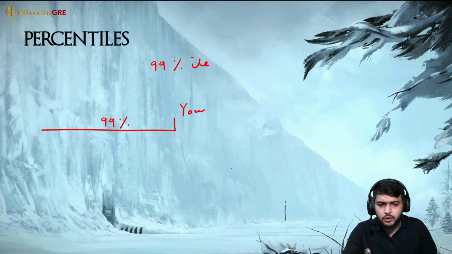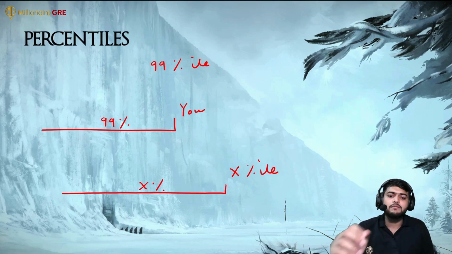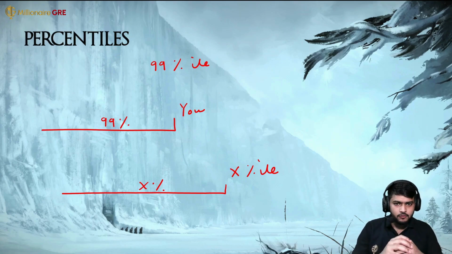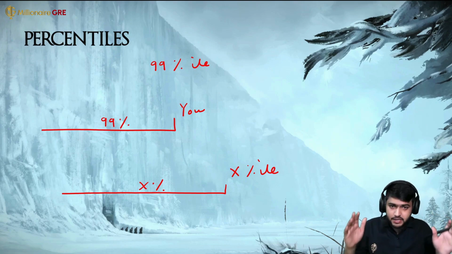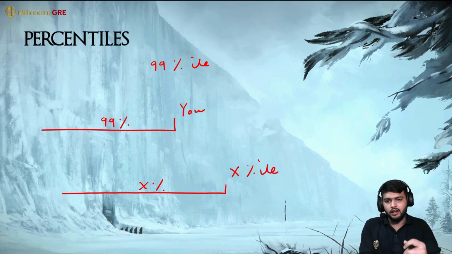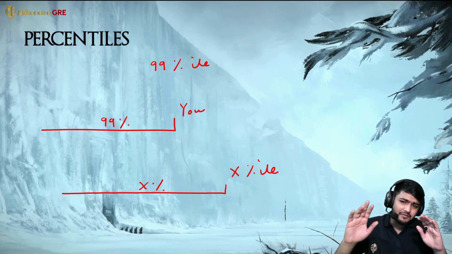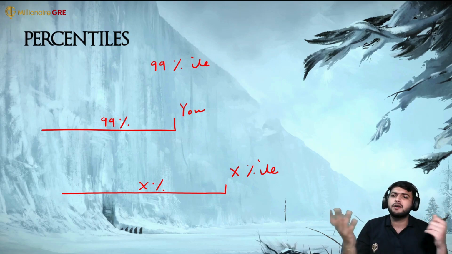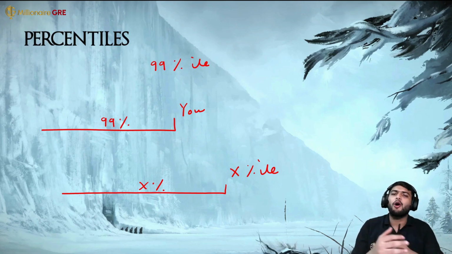If any value is at X percentile, it means X% of all the terms are below that value. Now let's further solidify this concept of percentiles through a problem.